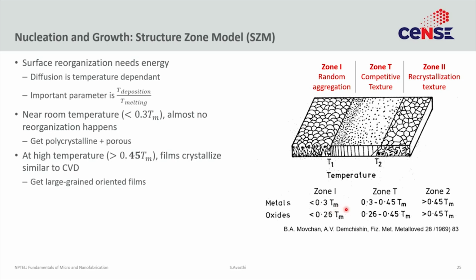As you go above 0.3 but less than say 0.45 of the melting point, you start getting some texture, you start getting grains, oriented grains, some columnar growth. Only above 0.45 of the melting point do you actually start seeing large grains, oriented films, near epitaxial films. Okay. So, if for some reason you have to use evaporation and you want orientation and crystallinity, you must heat up your substrate. At a lower substrate temperature, typically room temperature, you would always get a polycrystalline, randomly oriented film.